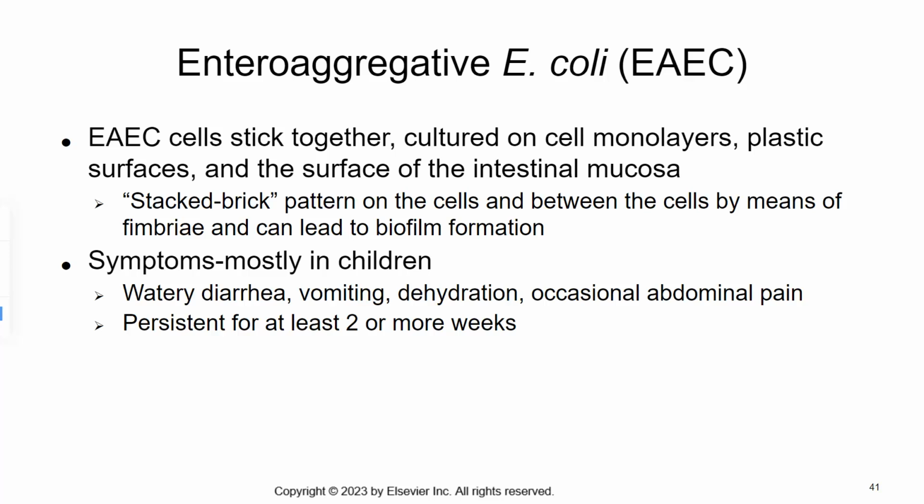Enteroaggregative E. coli: the cells stick together, cultured on cell monolayers, plastic surfaces, and the surface of the intestinal mucosa. Stacked brick pattern of cells, attached between the cells by means of fimbriae, can lead to biofilm formation. Symptoms mostly in children: watery diarrhea, vomiting, dehydration, occasional abdominal pain, persistent for at least 2 or more weeks.